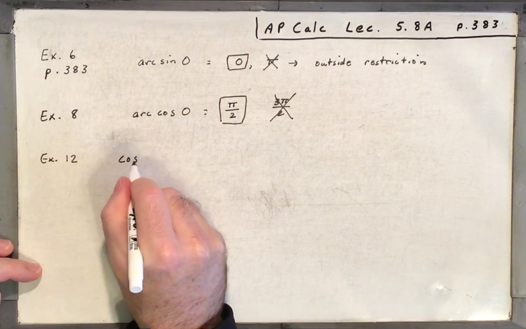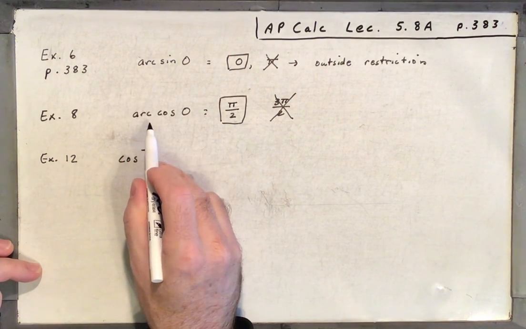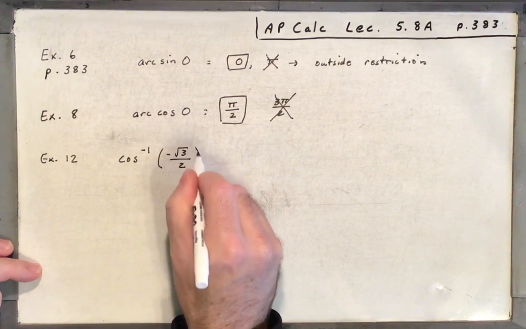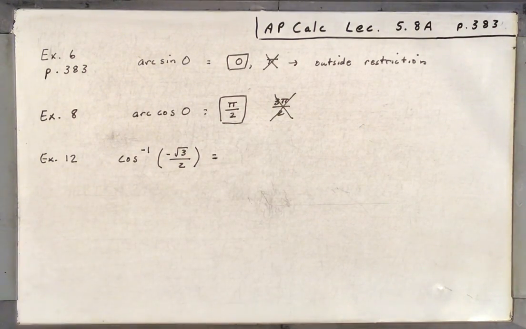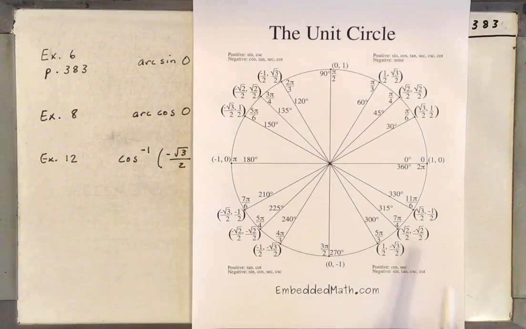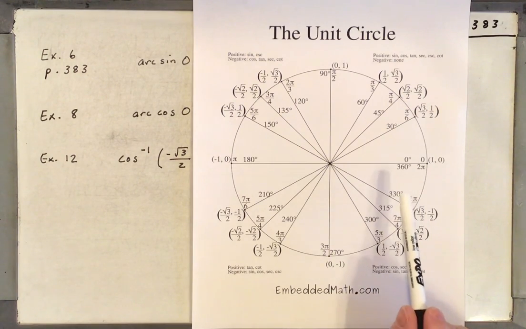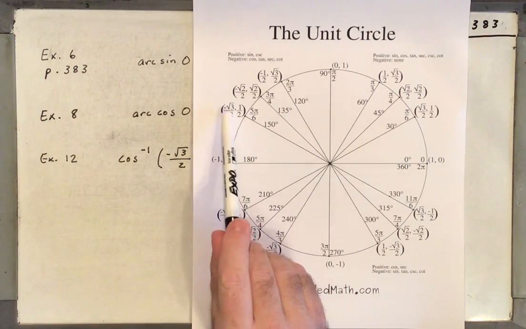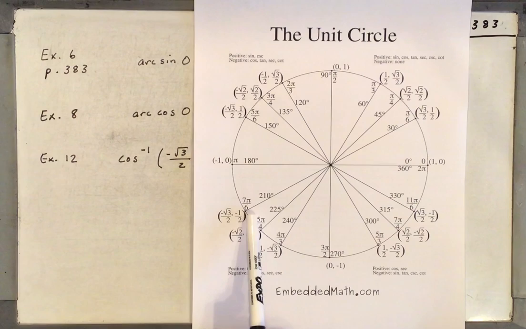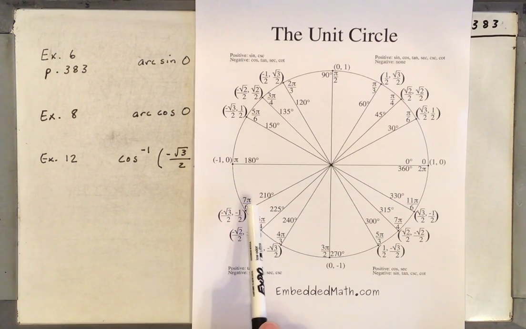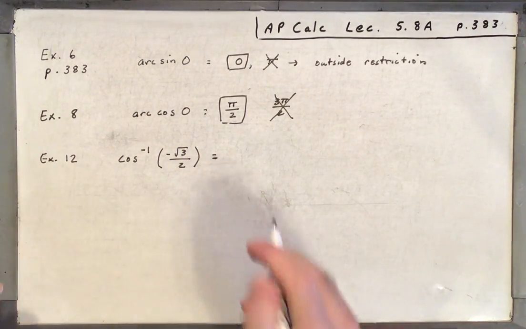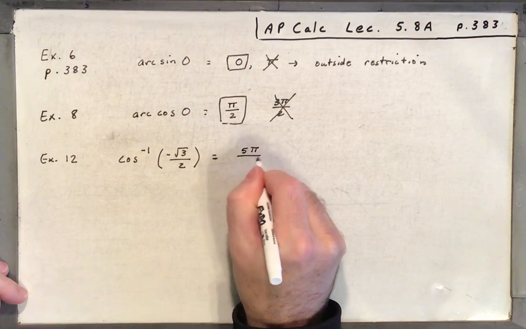So that says find the inverse cosine, just using different terminology than arc cosine of negative root 3 over 2. All right, we'll take a look at the unit circle. Where is cosine negative root 3 over 2? Remember, cosine comes first. Okay, so it happens here in quadrant 2, right there at 5 pi over 6, and again in quadrant 3 at 7 pi over 6. However, 7 pi over 6 is outside that 0 to pi restriction, so the answer is 5 pi over 6.